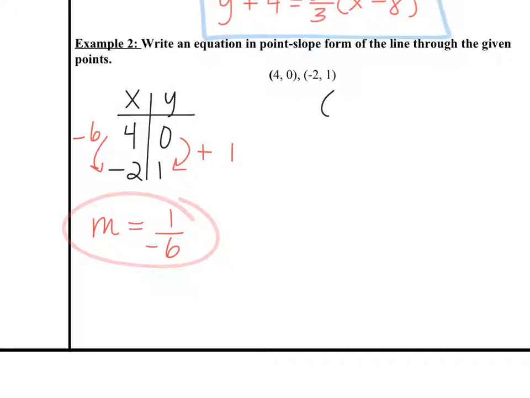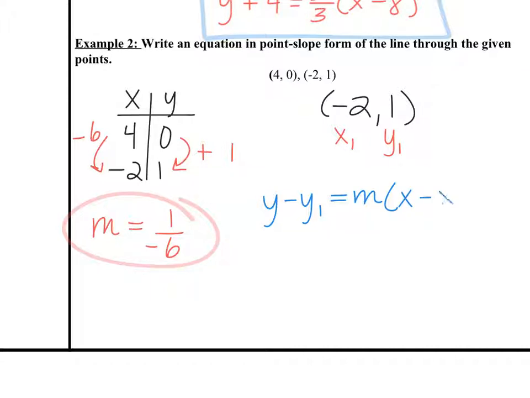Okay, so write down your point, (-2, 1), and make sure you label it so you know that this is going to be X1, Y1, your X and Y. Write down the equation from the top. So we plug it in right. Y minus Y1 equals M times (X minus X1). Those minus signs tell you to change the sign of the point.